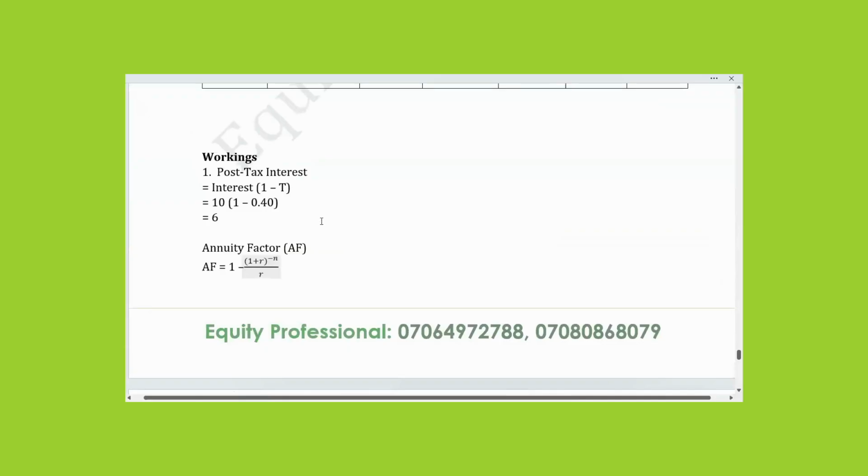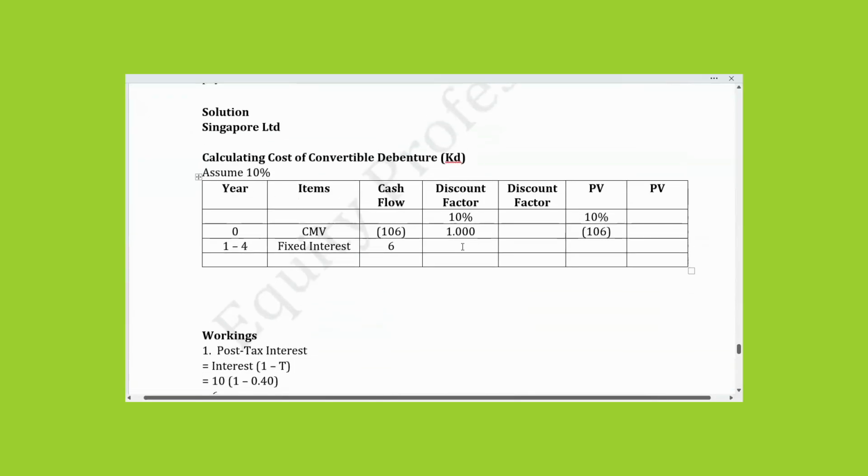Okay, so the next thing we want to do, now that we have calculated our annuity factor to be 3.170, is to get the present value, right? We get the present value at this 10%. You multiply the cash flow with the annuity factor.